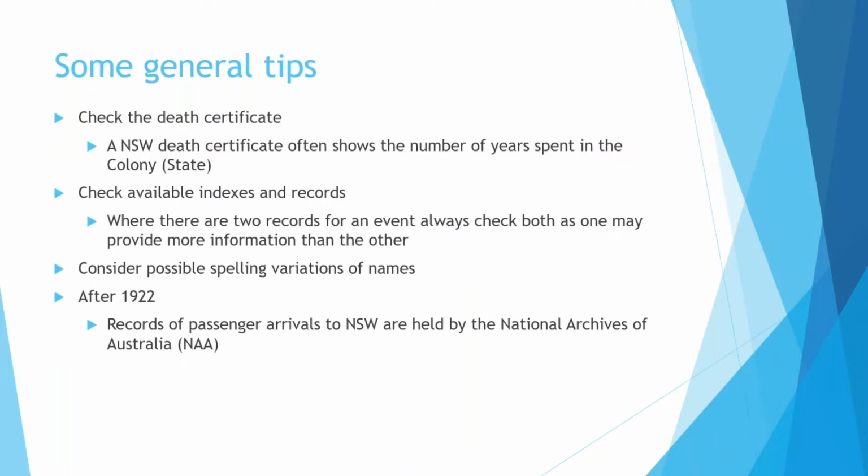Just some general tips to start with. We always recommend that you check a death certificate. In New South Wales, death certificates can show the number of years a person spent in the colony. So if you're not sure of when your ancestor might have arrived, it might be worthwhile getting the death certificate as it may state 20 years in New South Wales, and that's going to give you a time frame to look at.